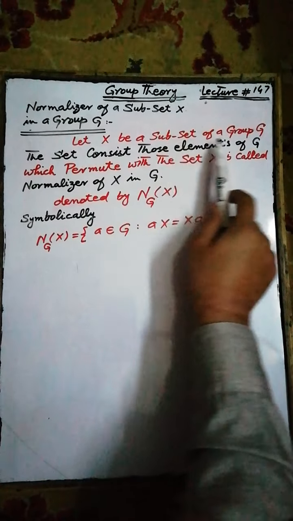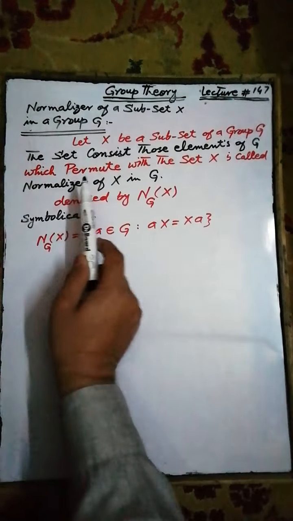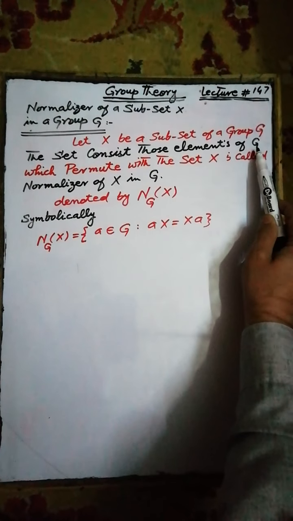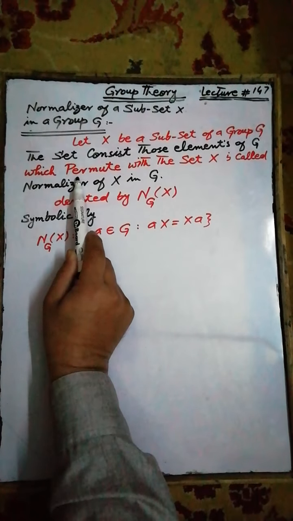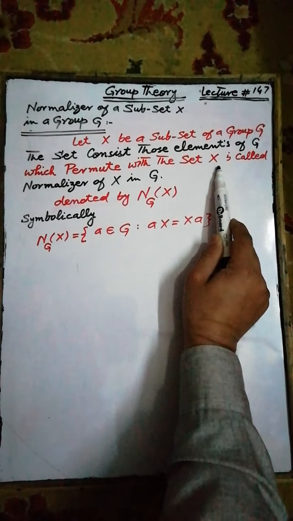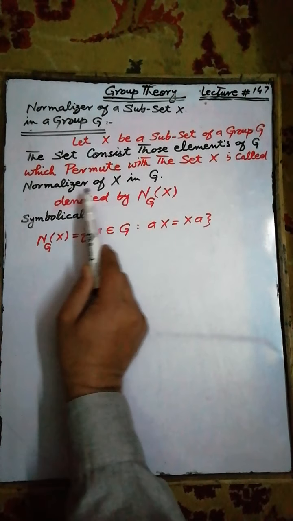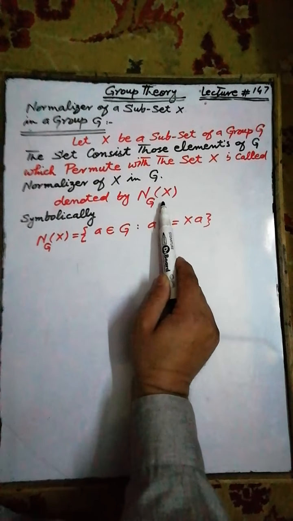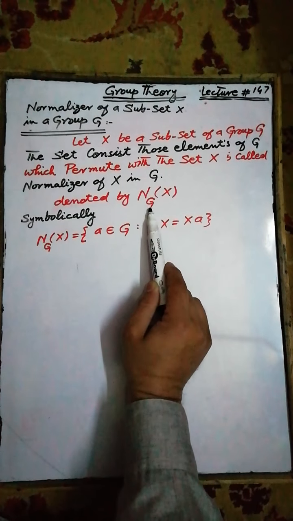Normalizer of a subset X in a group G. Let X be a subset of a group G. The set consisting of those elements of the group G which permute with the set X is called the normalizer of the subset X in a group G and is denoted by N_G(X).